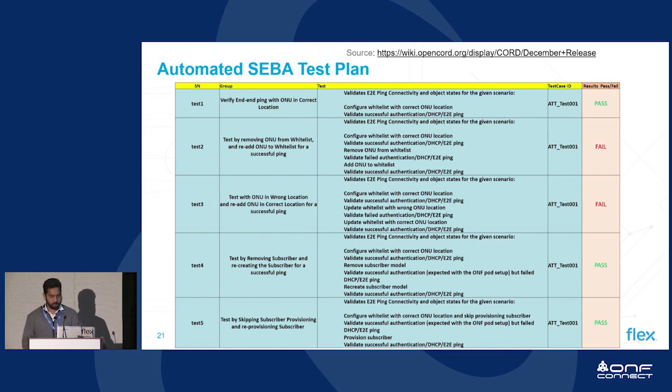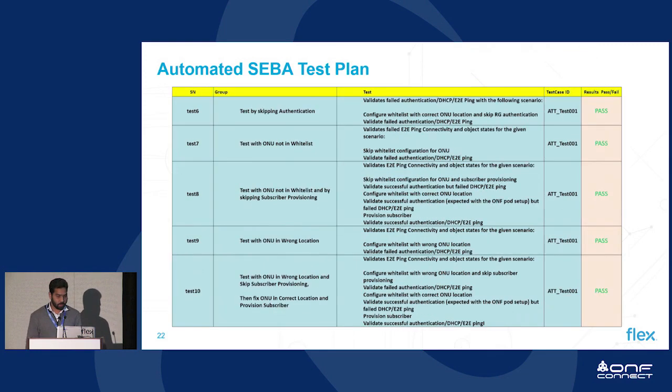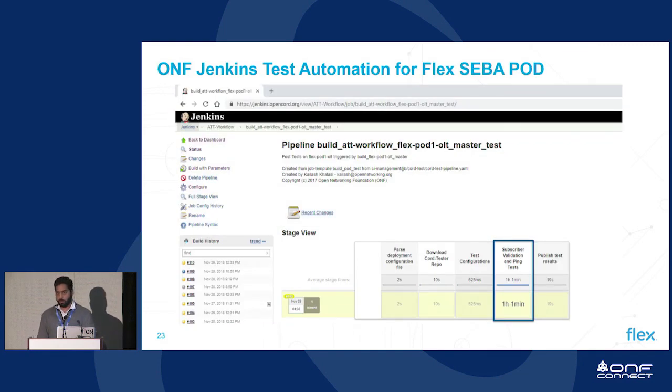So for instance, the first test case is to verify end-to-end connectivity from subscriber to core end with the ONU in the correct location. Now we can place the ONU in a different location and see if the end-to-end connectivity still exists or not. We could create subscribers, but the subscribers are not authenticated, and check end-to-end connectivity. So you can come up with various permutation combinations, and these have all been automated and are readily available on the ONF website as well, jenkins.opencord.org. The entire test plan takes at least an hour to run on any available SEBA pod.